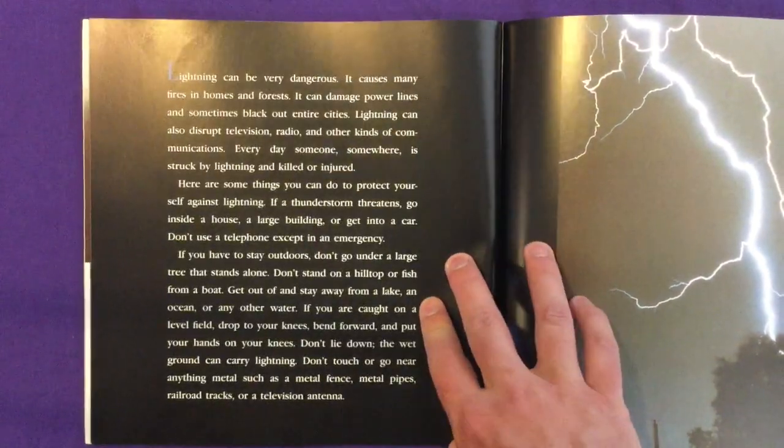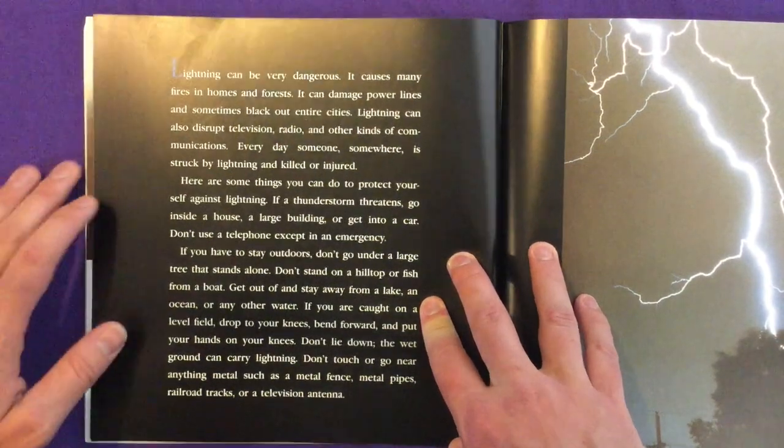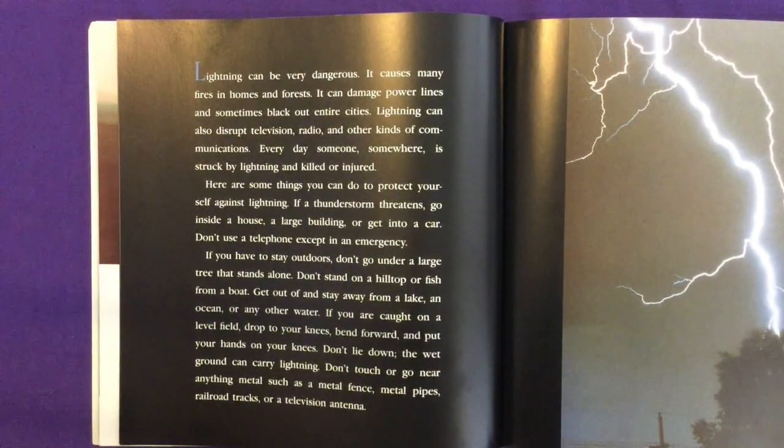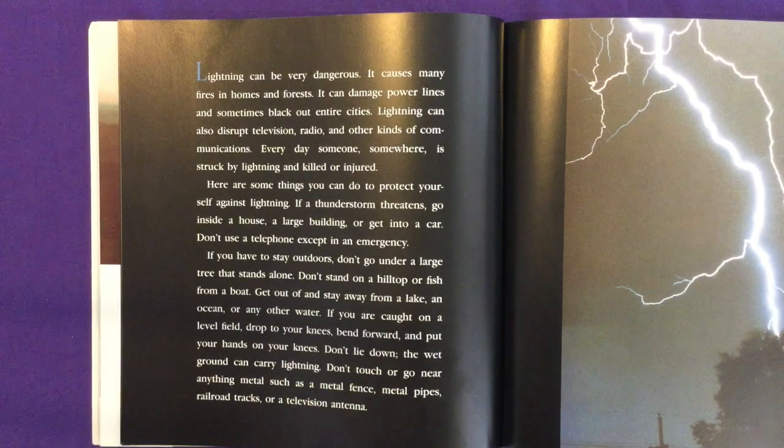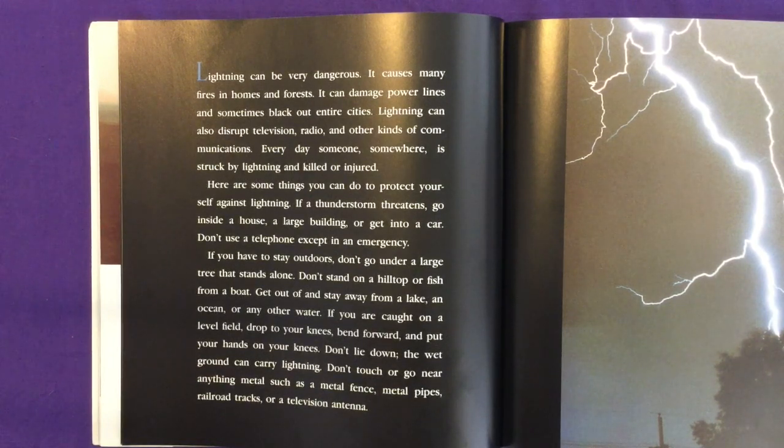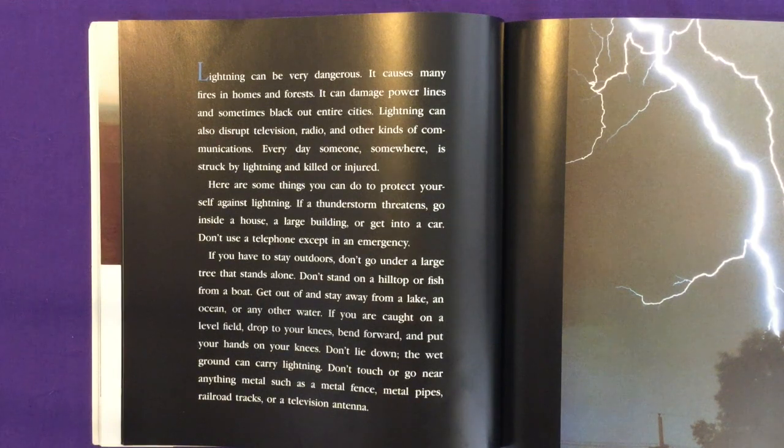Lightning can be very dangerous. It causes many fires in homes and forests. It can damage power lines and sometimes black out entire cities. Lightning can also disrupt television, radio, and other kinds of communication. Every day, someone somewhere is struck by lightning and killed or injured. Here are some things you can do to protect yourself against lightning.